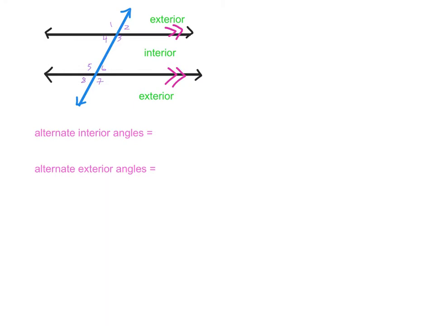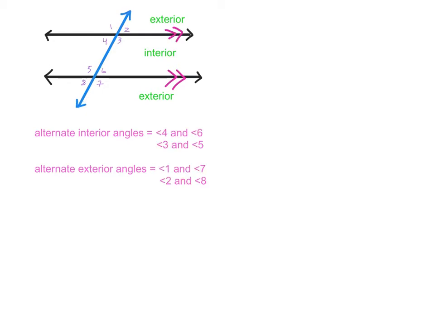So let's start putting some names to certain angle pairs. I would like to name the pairs of alternate interior angles. So what does that mean? That means that they are going to be on alternating sides of the transversal, but they are going to be inside the parallel lines. Okay, so look at what I've written here.